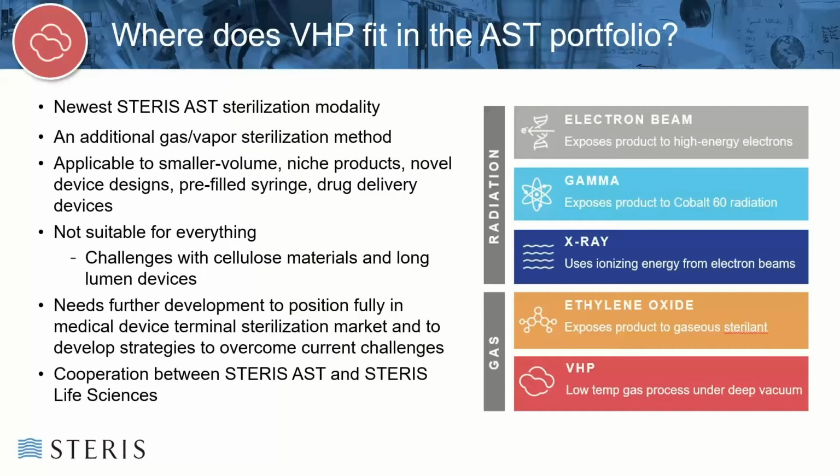So for example, if a customer is purchasing a VHP chamber from STERIS Life Sciences, while that chamber is being manufactured, they can come to ourselves in AST and we can help them to develop process challenge devices or identify process parameters so that as soon as they get their chamber, they're ready to go.